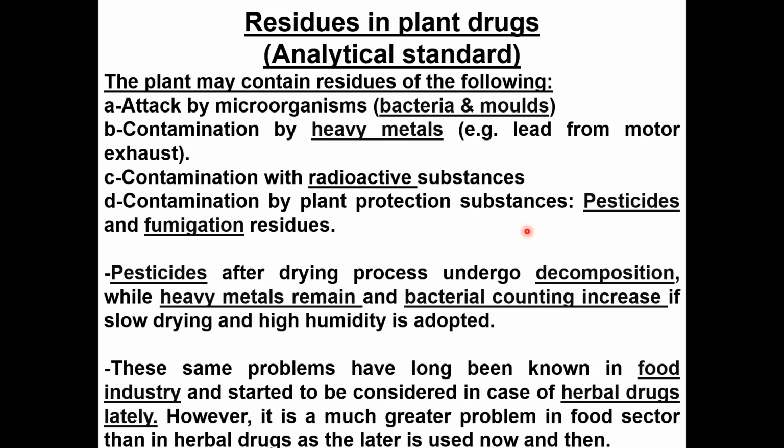Residues in plant drugs. The plant can contain residues of the following. First, microorganisms, which include bacteria and fungi (moulds means fungi), or heavy metals such as cadmium, lead, and mercury. Radioactivity also, or contamination by pesticides or plant protection substances. The pesticides actually tend to undergo decomposition, while other residues such as heavy metals may remain. Bacterial count increases if there is slow drying and a high amount of nutrients present.